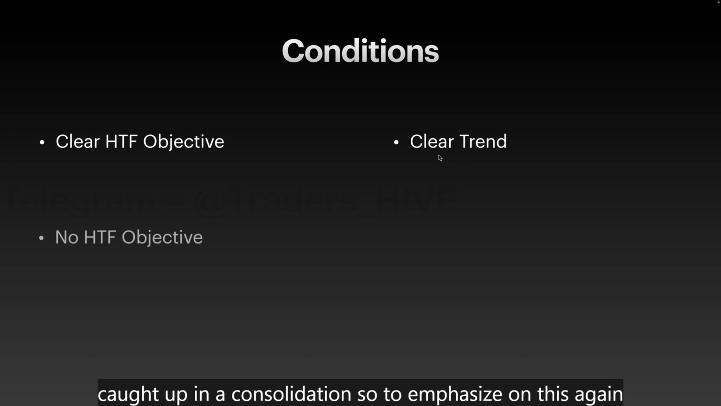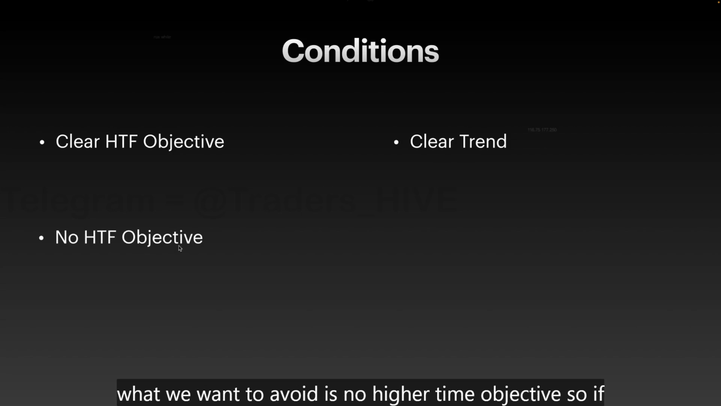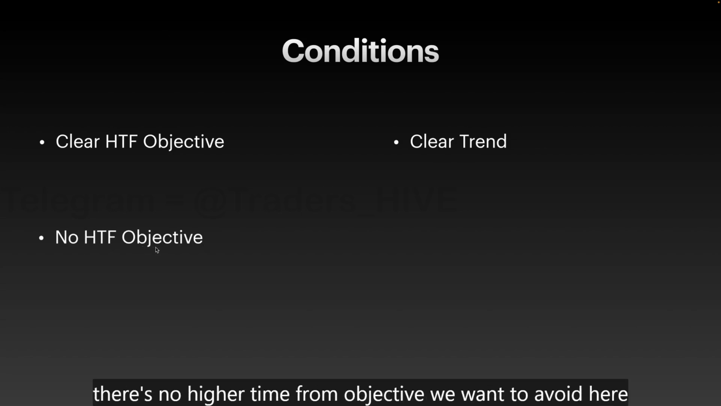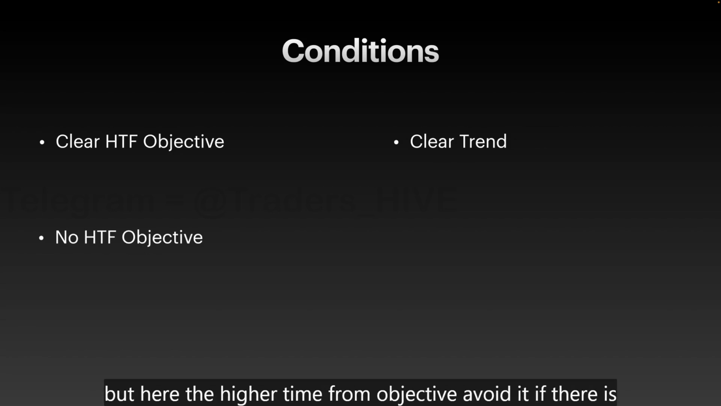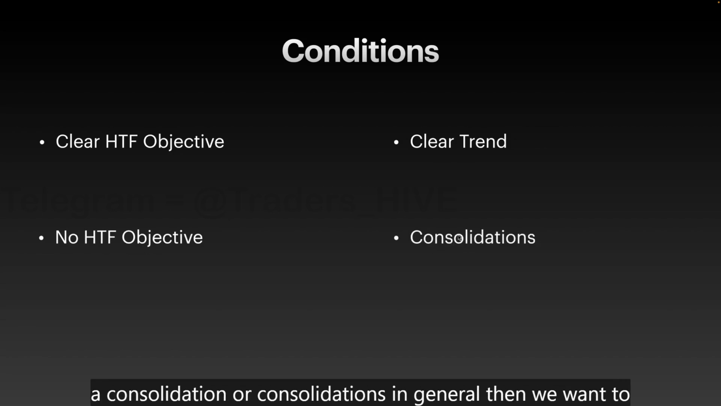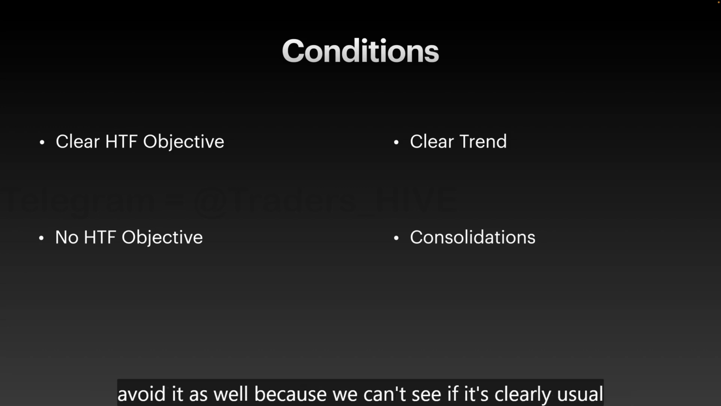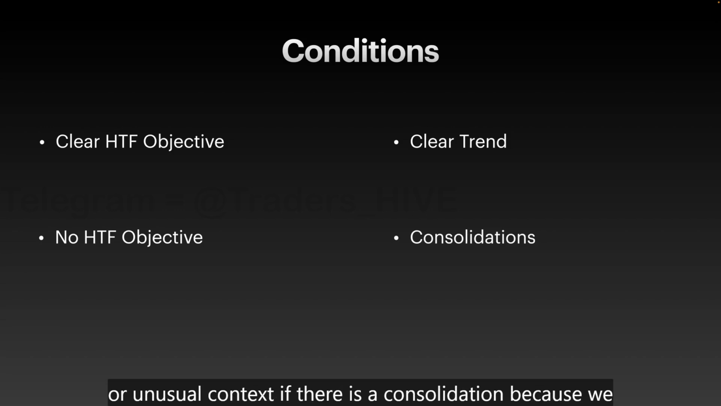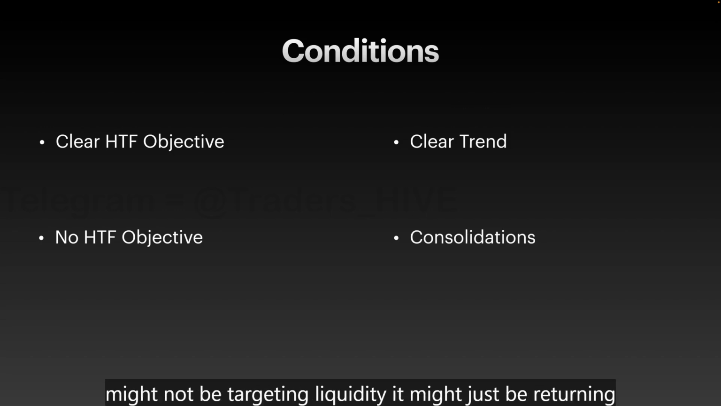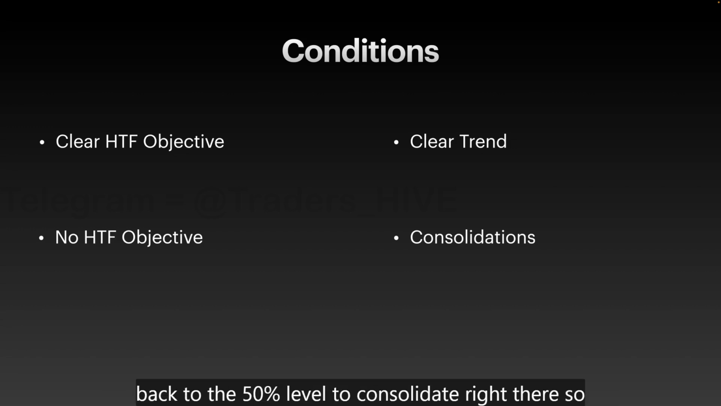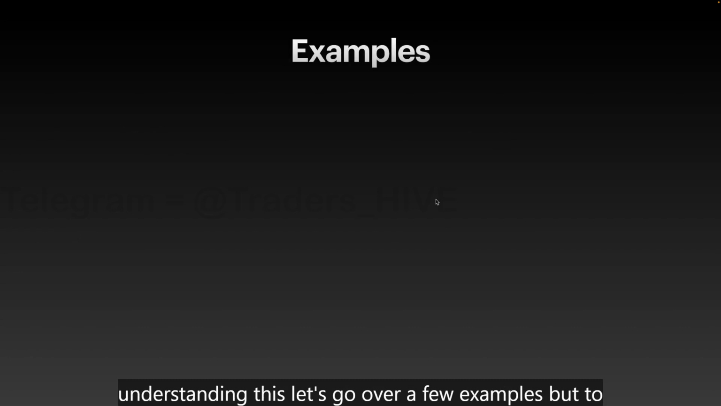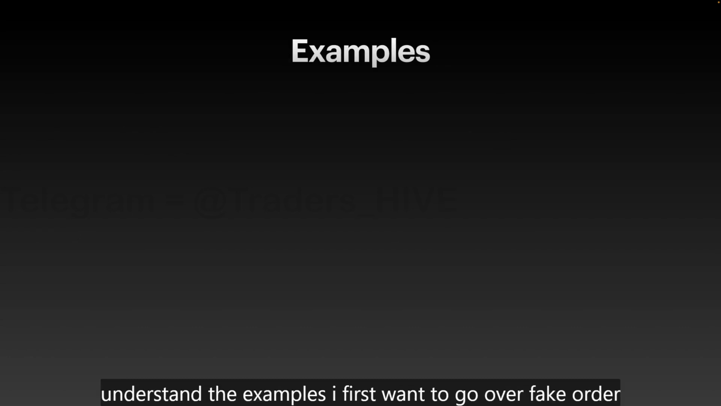So to emphasize on this, again, what we want to avoid is no higher time frame objective. So if there's no higher time frame objective, we want to avoid it. If there is a consolidation or consolidations in general, then we want to avoid it as well, because we can't see if it's clearly usual or unusual context if there is a consolidation, because we might not be targeting liquidity. It might just be returning back to the 50% level to consolidate right there. So understanding this, let's go over a few examples. But to understand the examples, I first want to go over fake order flow right there.